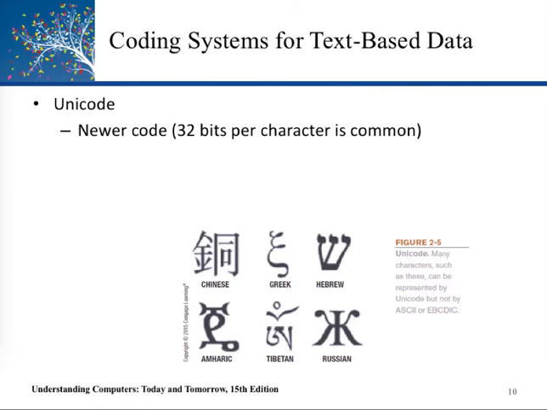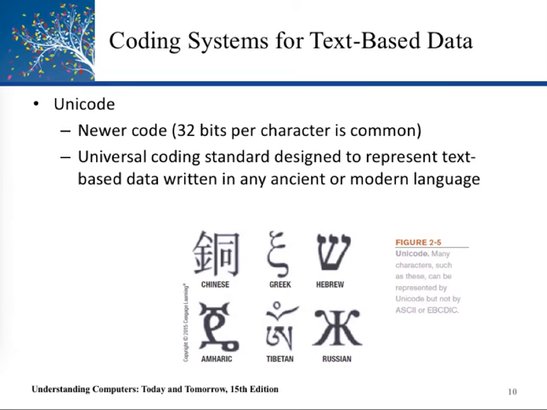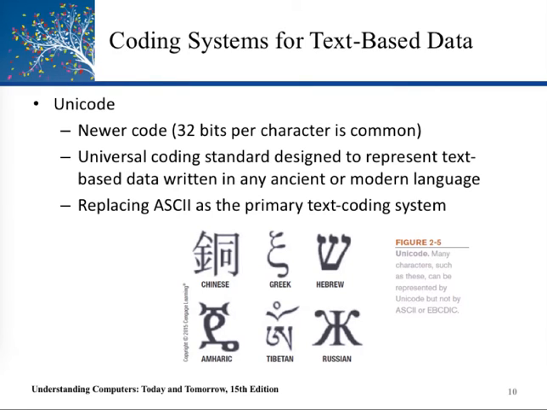And a universal language in computers was beginning to take shape. So we could represent not only modern languages, but also ancient languages. And this replaced ASCII as the primary text coding system. And those emoji characters that you have on your phone, they are images, but they're not special glyphs that you have to pull off the internet. The emoji are built right into Unicode. So that smiley face is the same as a letter as far as your computer is concerned.